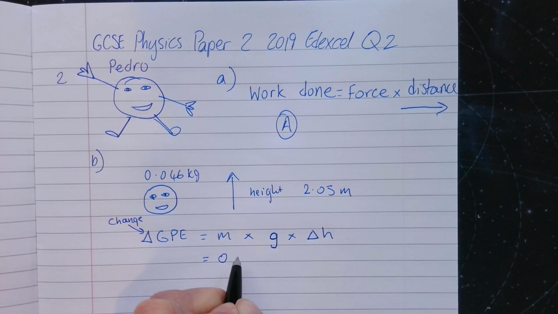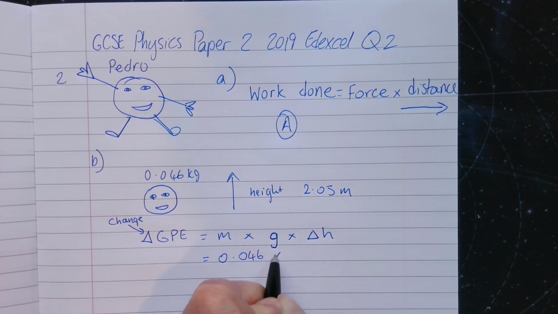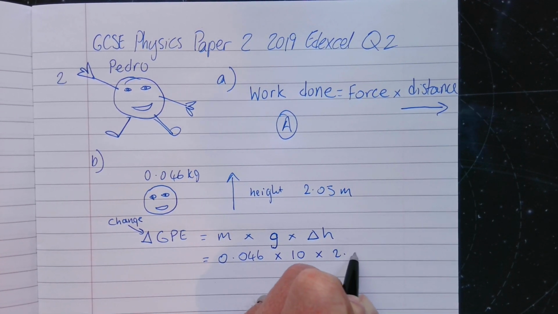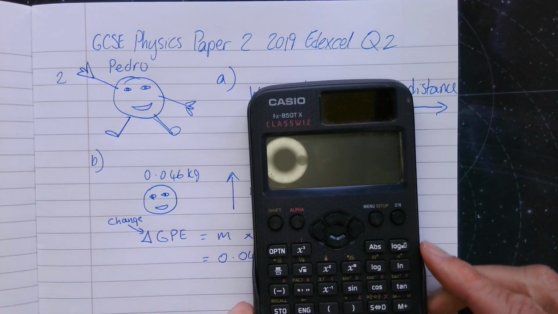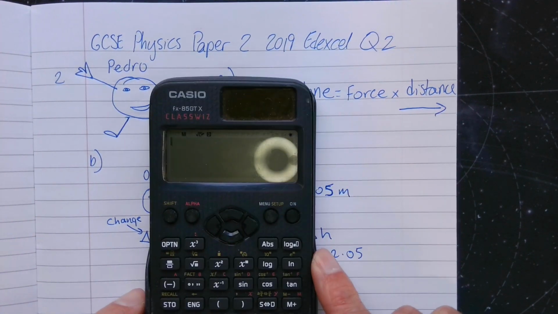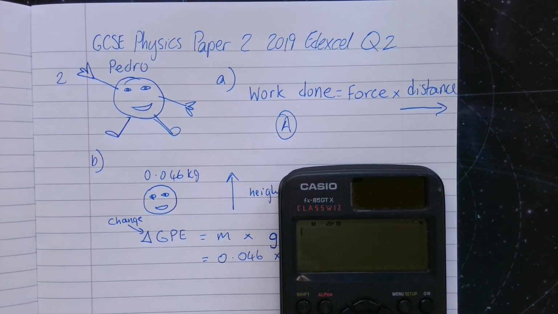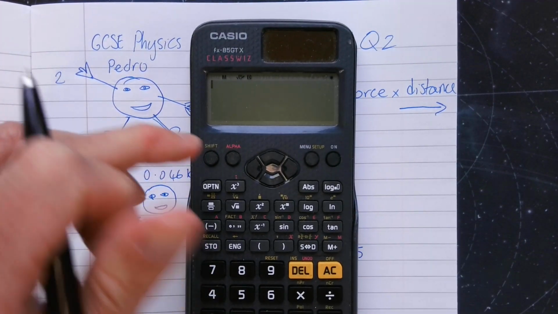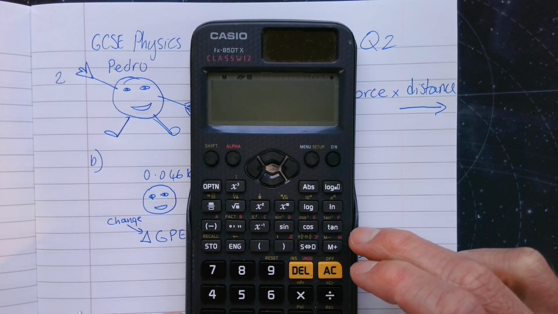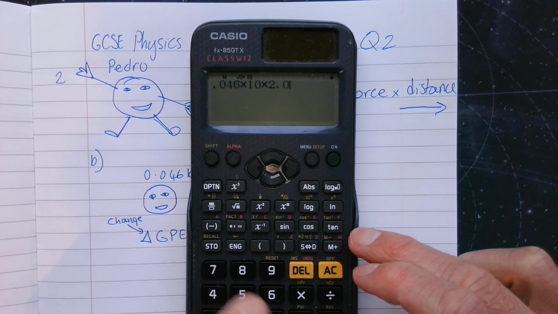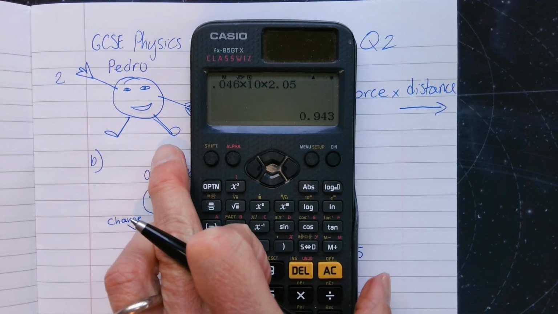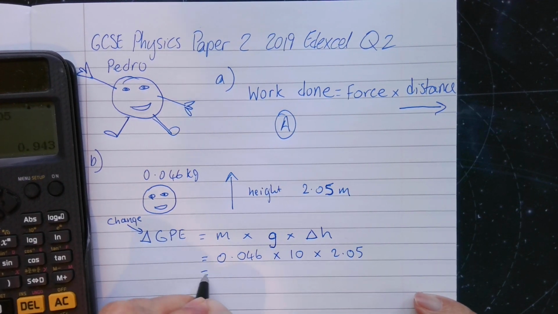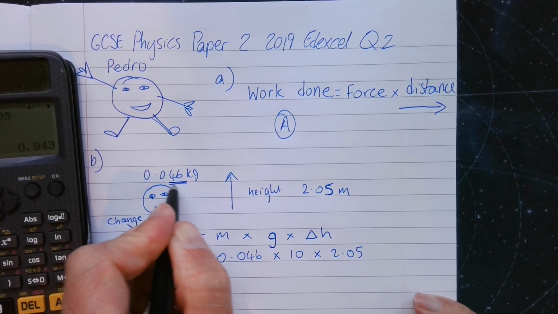So we've got 0.046 multiplied by 10 multiplied by 2.05. Let me make that look a bit more like a 5. There we go. Let's get the calculator out. I haven't got the visuals very well done on that. I'm still learning. There we go, that'll do. So 0.046 times 10 times 2.05, and we're going to give us 0.943, but I'm going to leave it to 2 significant figures because we've got 2 significant figures here.